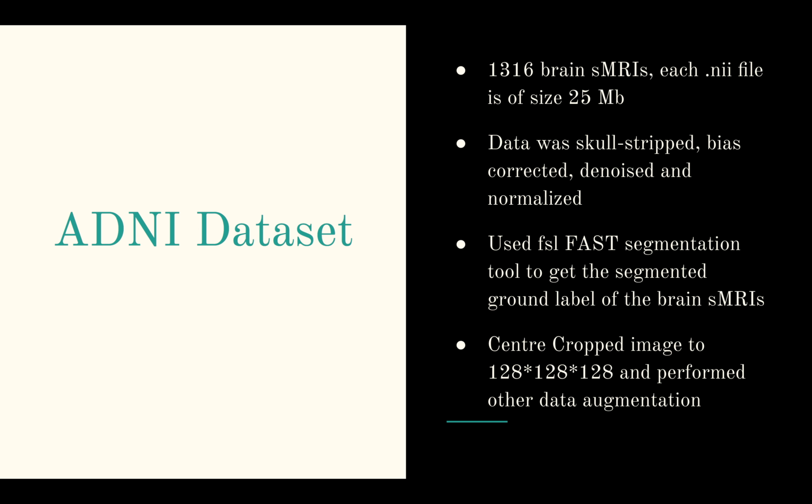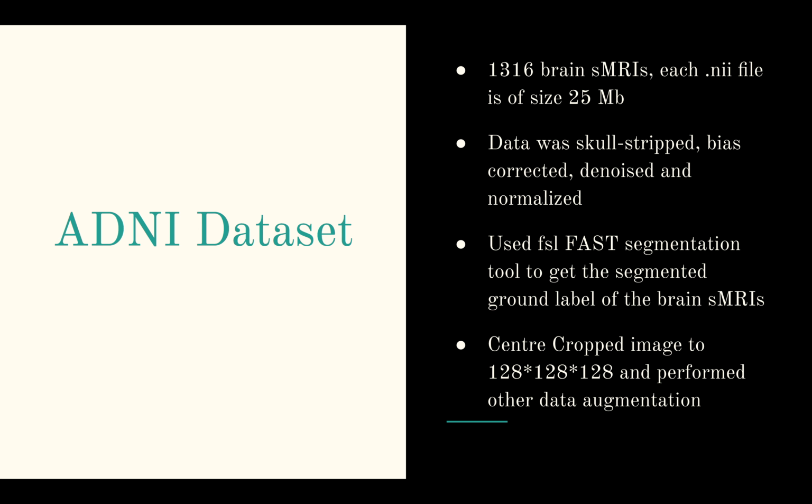The data was first pre-processed using skull stripping, bias correction, denoising, and normalization. Then I used FSL FAST, which is a segmentation tool, to assign labels of being a tissue of type white matter, gray matter, and CSF to each voxel in the brain sMRI. The rest of the pixels were regarded as the background.